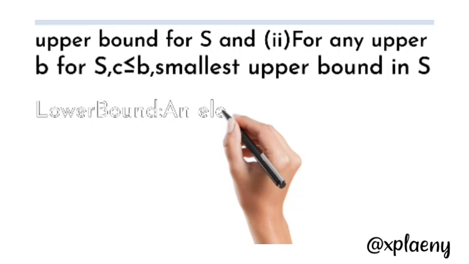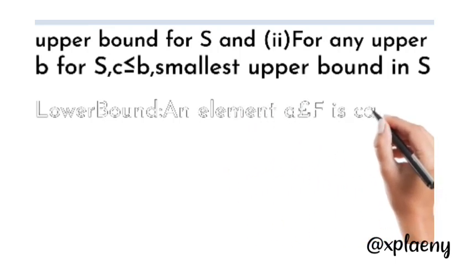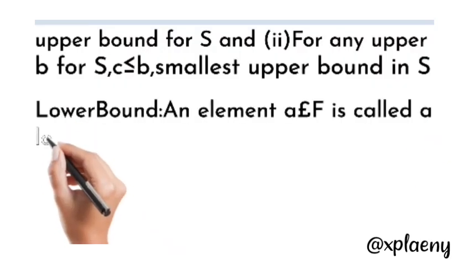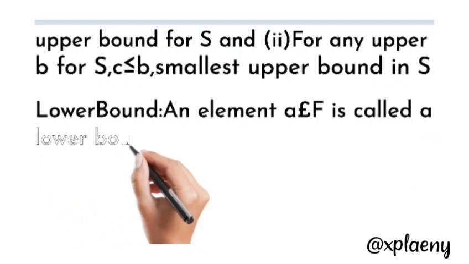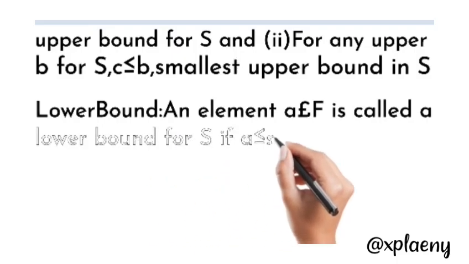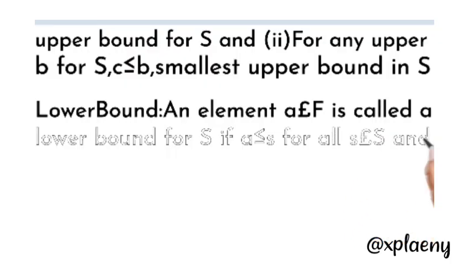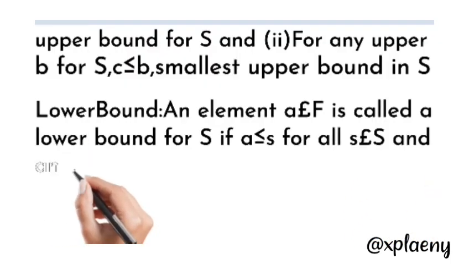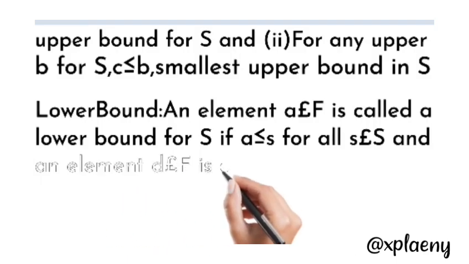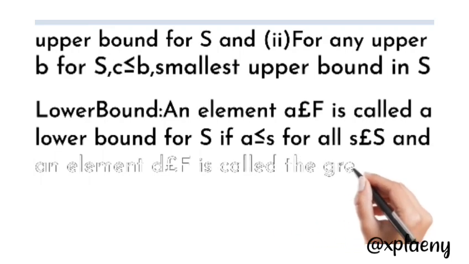Now let's also consider a situation where we have a lower bound. Using an element A, an element A is called a lower bound for our set S if A is less than or equal to s for all s that is in S. This implies that our A, which is our lower bound, must be less than or equal to the elements in S.